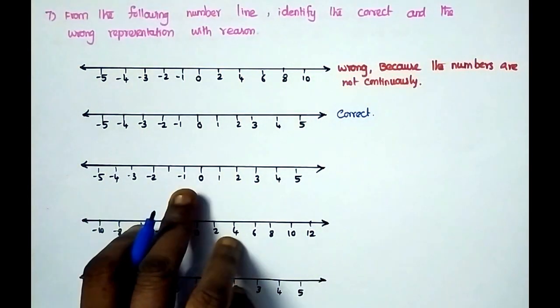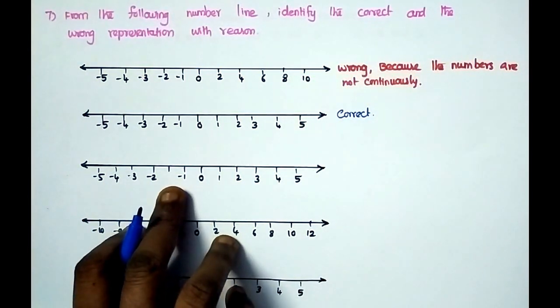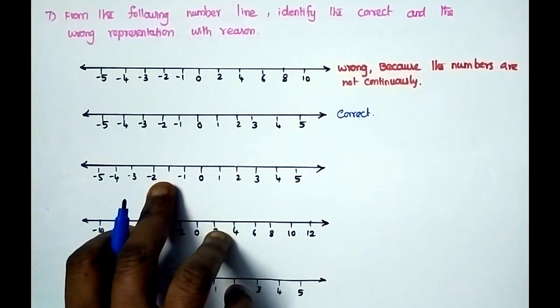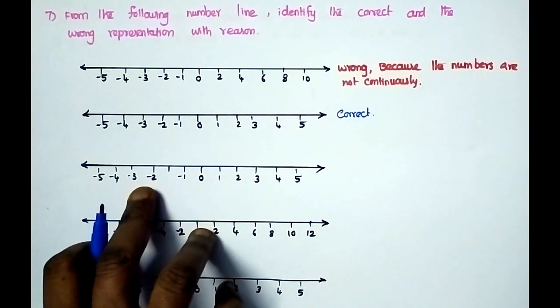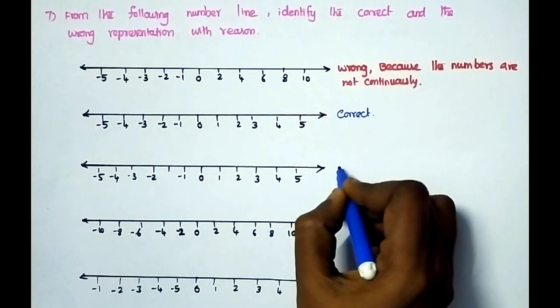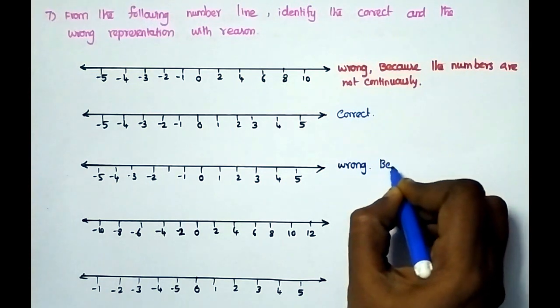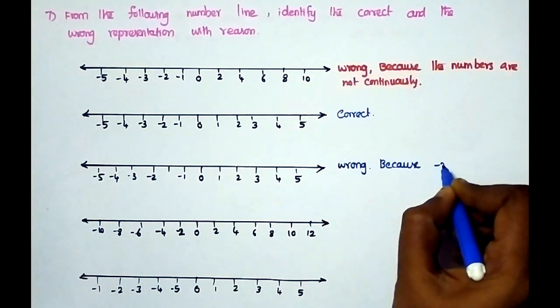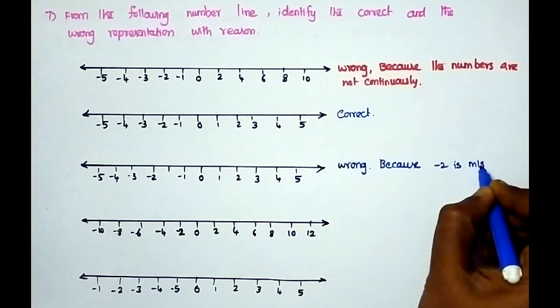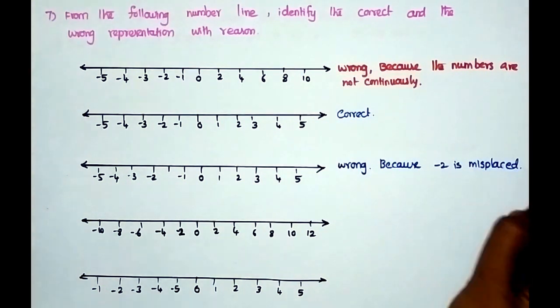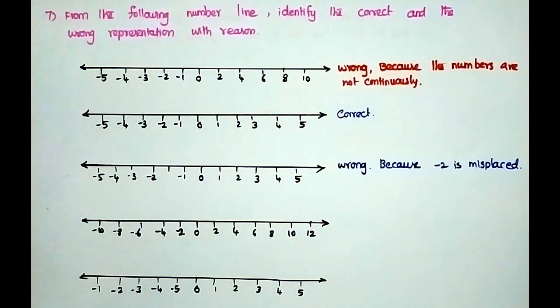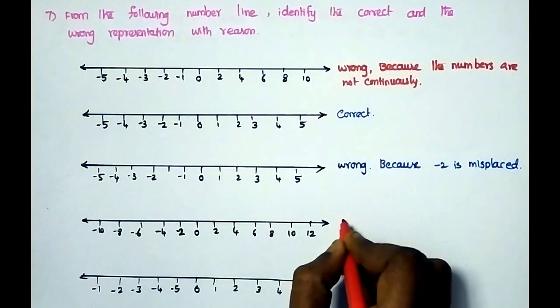Next one 0, minus 1 and one number is minus 2 is misplaced here. So that is wrong, because minus 2 is misplaced. Next one 0, minus 2, minus 4, minus 6, minus 8, minus 10. Here 2, 4, 6, 8, 10, 12. That is correct.